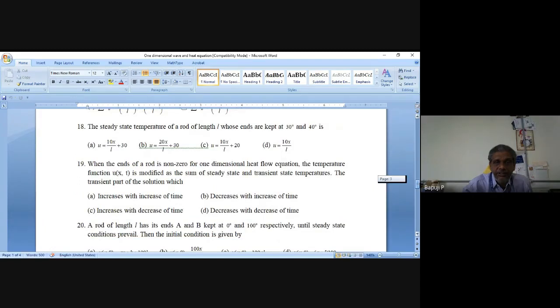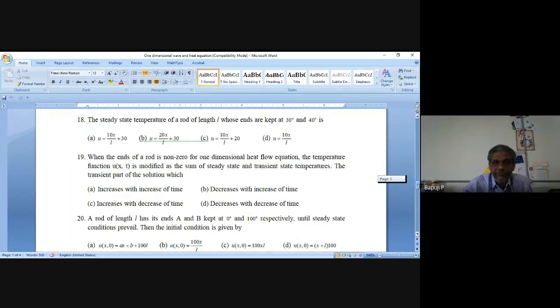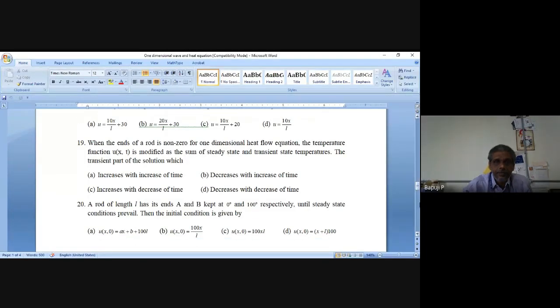Question 19. When the ends of the rod are non-zero for the one-dimensional heat flow equation, the temperature is modified as the sum of steady state and transient state temperature. The transient part of the solution is: increasing with increase of time, decreasing with increase of time, increasing with decrease of time, decreasing with decrease of time. Tell me.